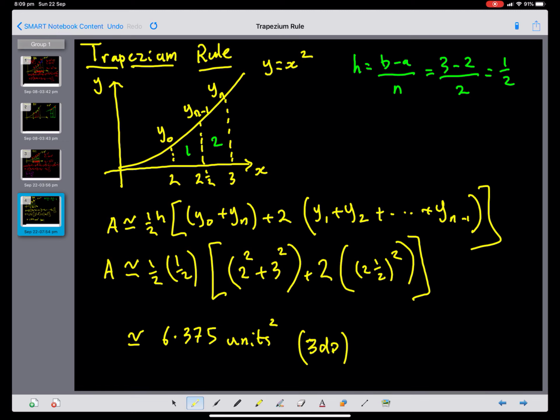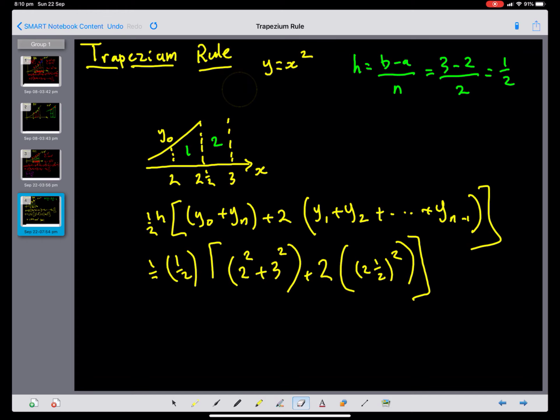Okay, so I want you to pause the video now and consider what would happen to our result if we partitioned the area underneath the curve into more trapeziums. Okay, so hopefully you've paused the video and considered what would happen to the area underneath the curve if we partitioned more than 2 trapeziums. So let's rub this out and let's find the area using more than 2 partitions.